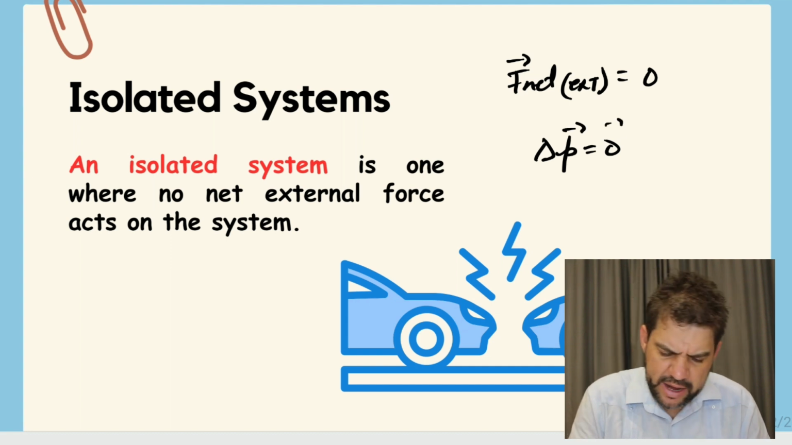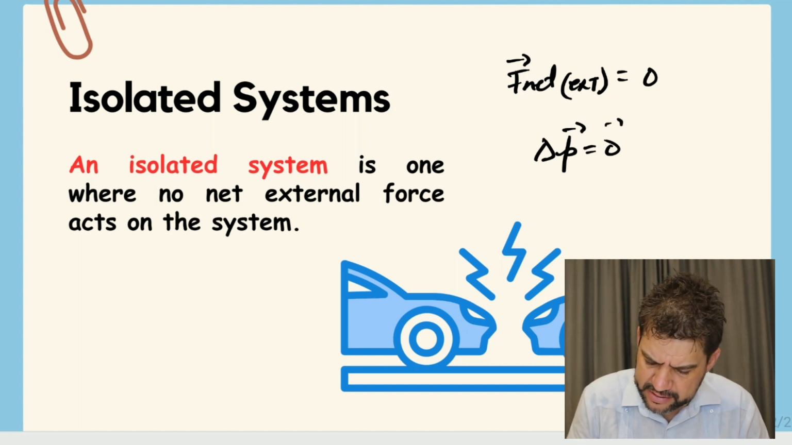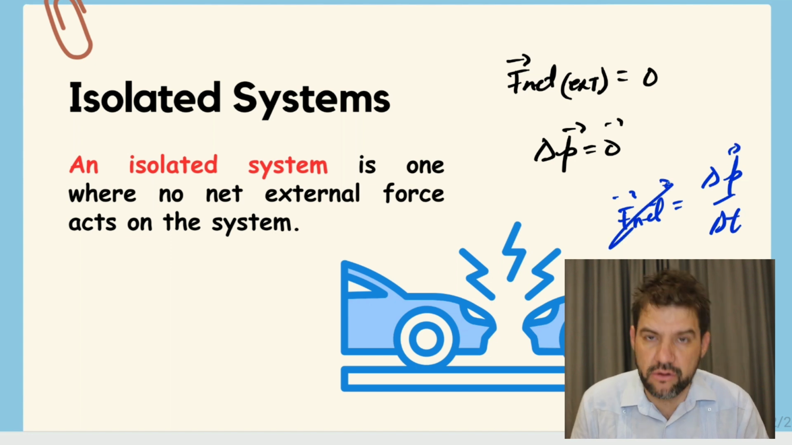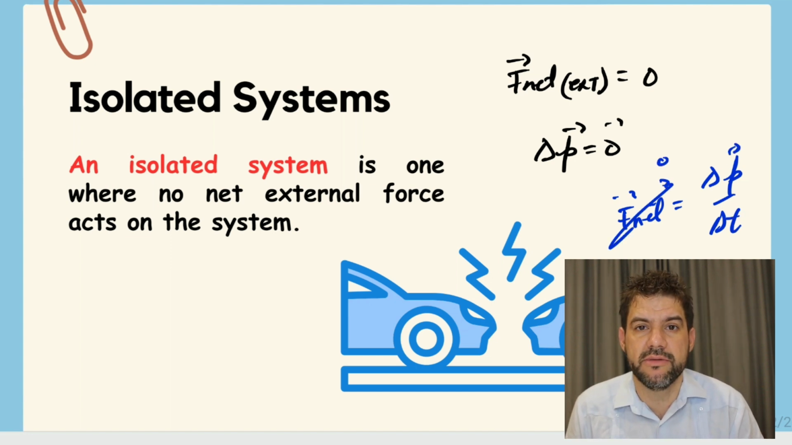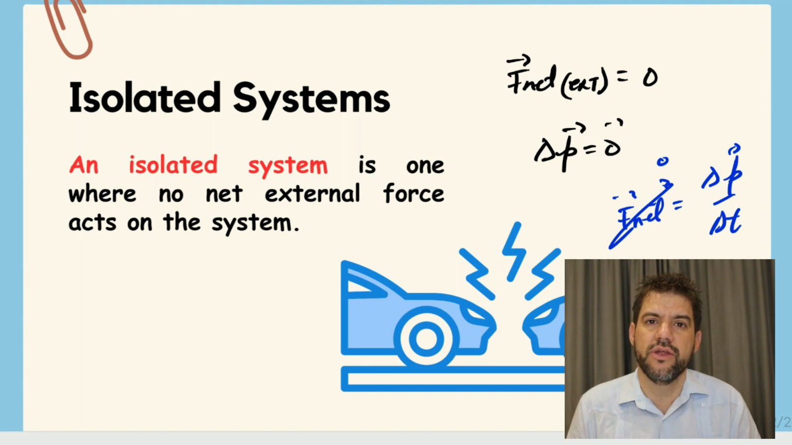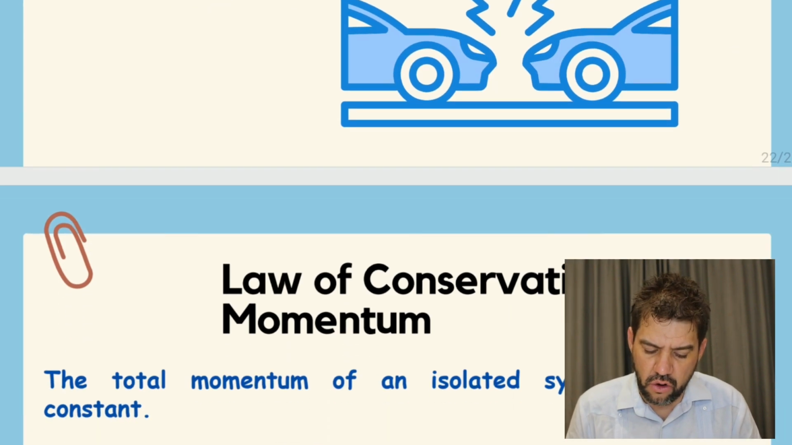All right, now where is this one coming from? Well, guys, remember that F net is equal to change in momentum divided by change in time. So if the net force is 0, then the change in momentum is also going to be 0. You can rearrange this one here. And guys, this one is what will lead us now to the law of conservation of momentum.